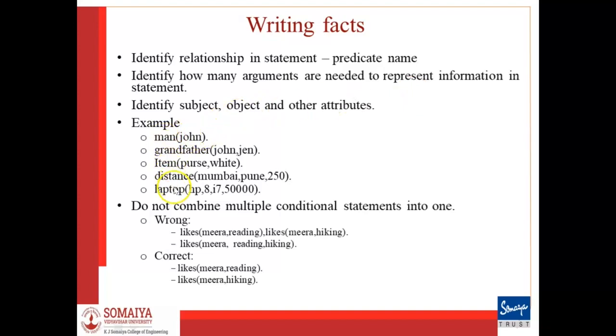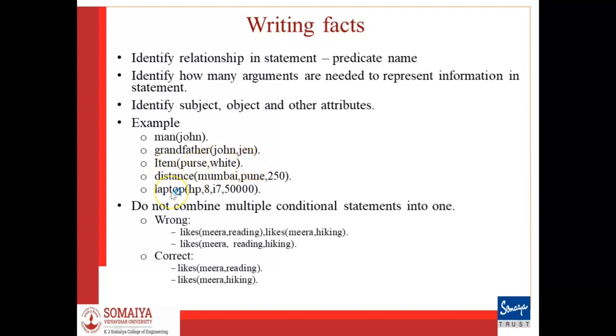So here there are certain examples. John is a man or John was a man. Both the statements would be expressed as man(john) because a fact wouldn't contain the tense expressed in the sentence. John is grandfather of Jane. The purse is white. Over here the predicate name could be color and the item and the color of the item can be written, or if different information about the item is shown but the information might not be homogeneous, in that case one can use item(purse, white).